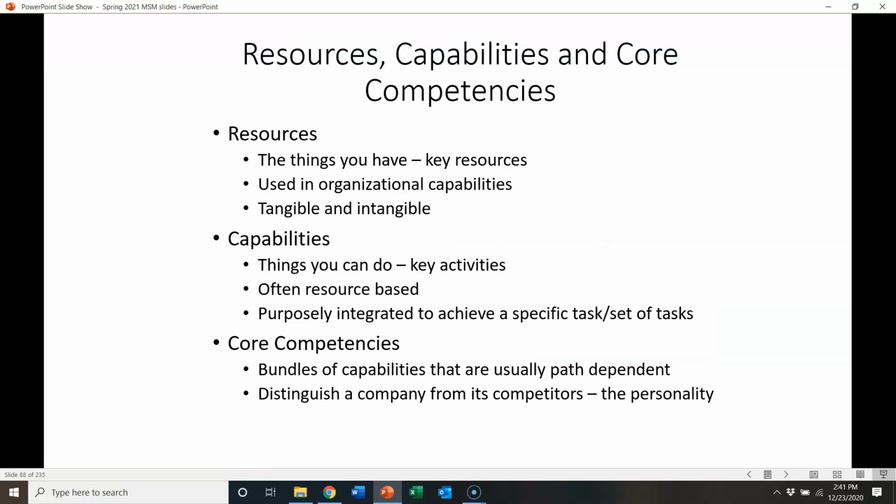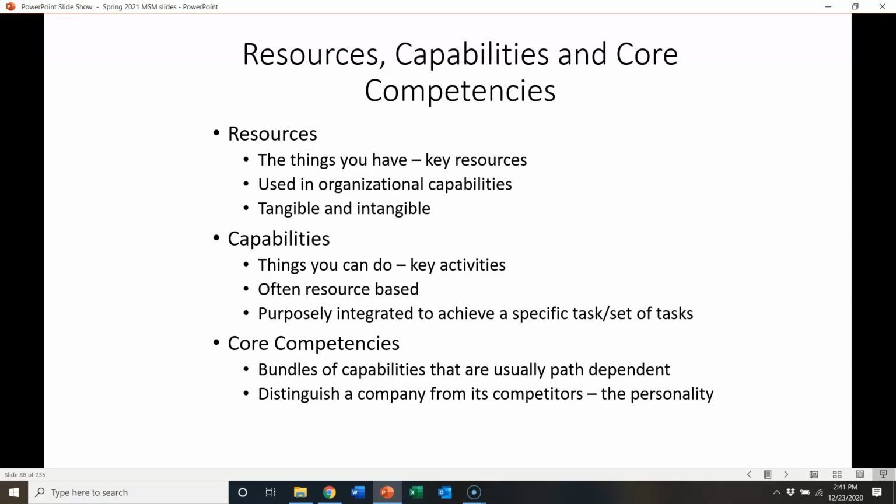So before we go any further, we have glossary words. Resources are the things you have in the business model canvas, key resources. They're important because you use them in your activities, in your organizational capabilities. And then, as the book discusses, some of them are tangible, machinery, people. Some of them intangible, know-how, brands, right? So resources is not just physical stuff.